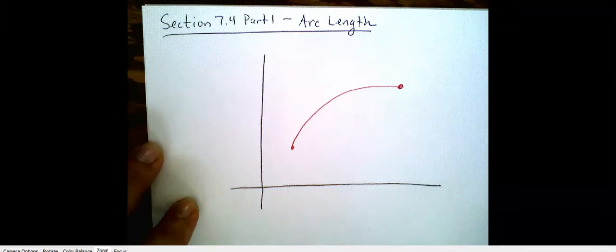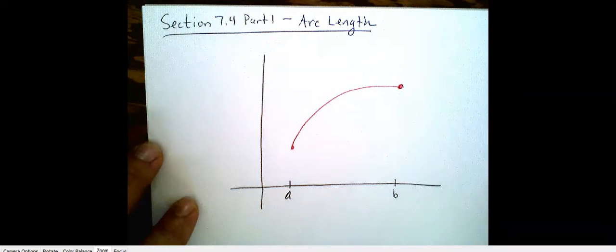So we know that we can calculate the length between two points in space, but how do we calculate the length of a curve? Something like this. Say we have this curve, something like that. Let's say this is x. Let's say that's A. Let's say this is B.